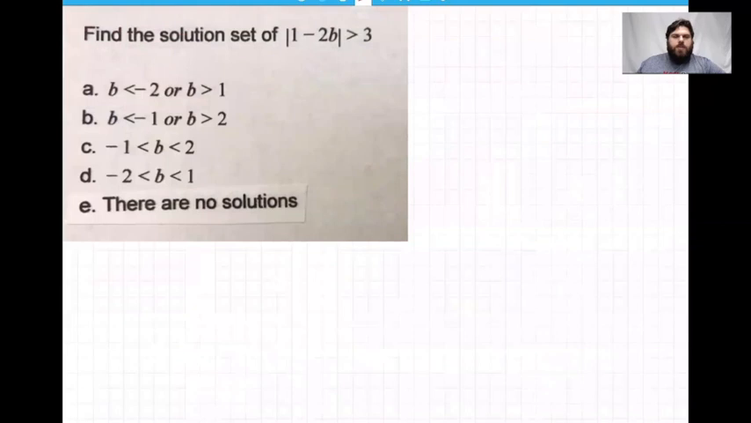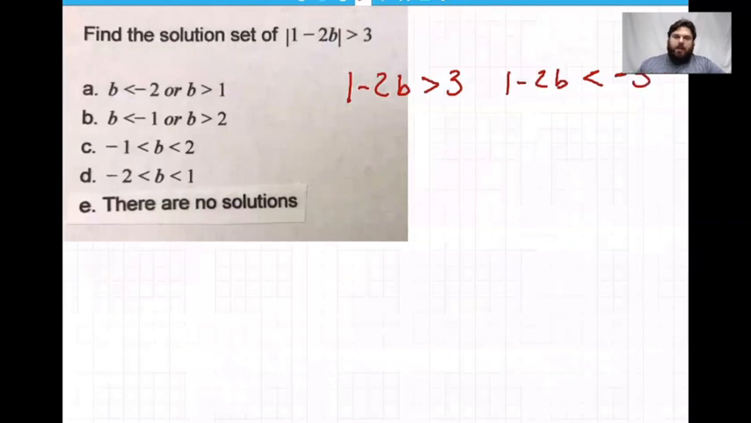All right, find the solution set of the absolute value of 1 minus 2b greater than 3. All right, so when we deal with inequalities, it's very similar to the equation. We write it without the bars, but then we have to remember to do a flip-flop. We flip the sign and we flop the value of that number over there and make it negative. Okay, whatever that number is, we got to switch the sign of it. Now we just solve. So subtract 1 from both sides.